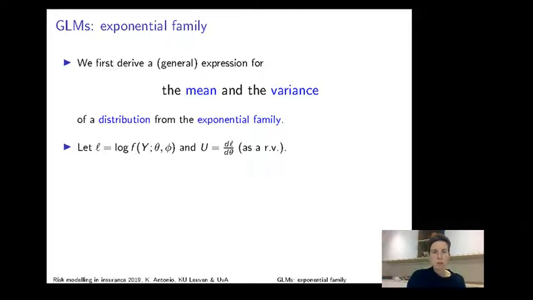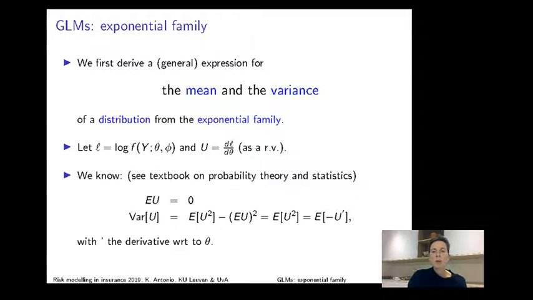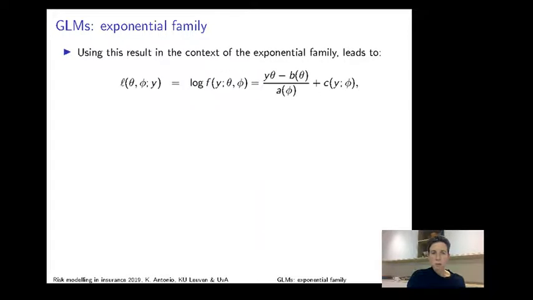Let L denote the log density and let U denote the derivative of the log density with respect to theta. We approach L and U as random variables. So we know that the expected value of U equals 0, and the variance of U equals its expected value squared, or it is equal to the expected value of the negative of the derivative of U with respect to theta. You will now apply this result in the context of the exponential family.